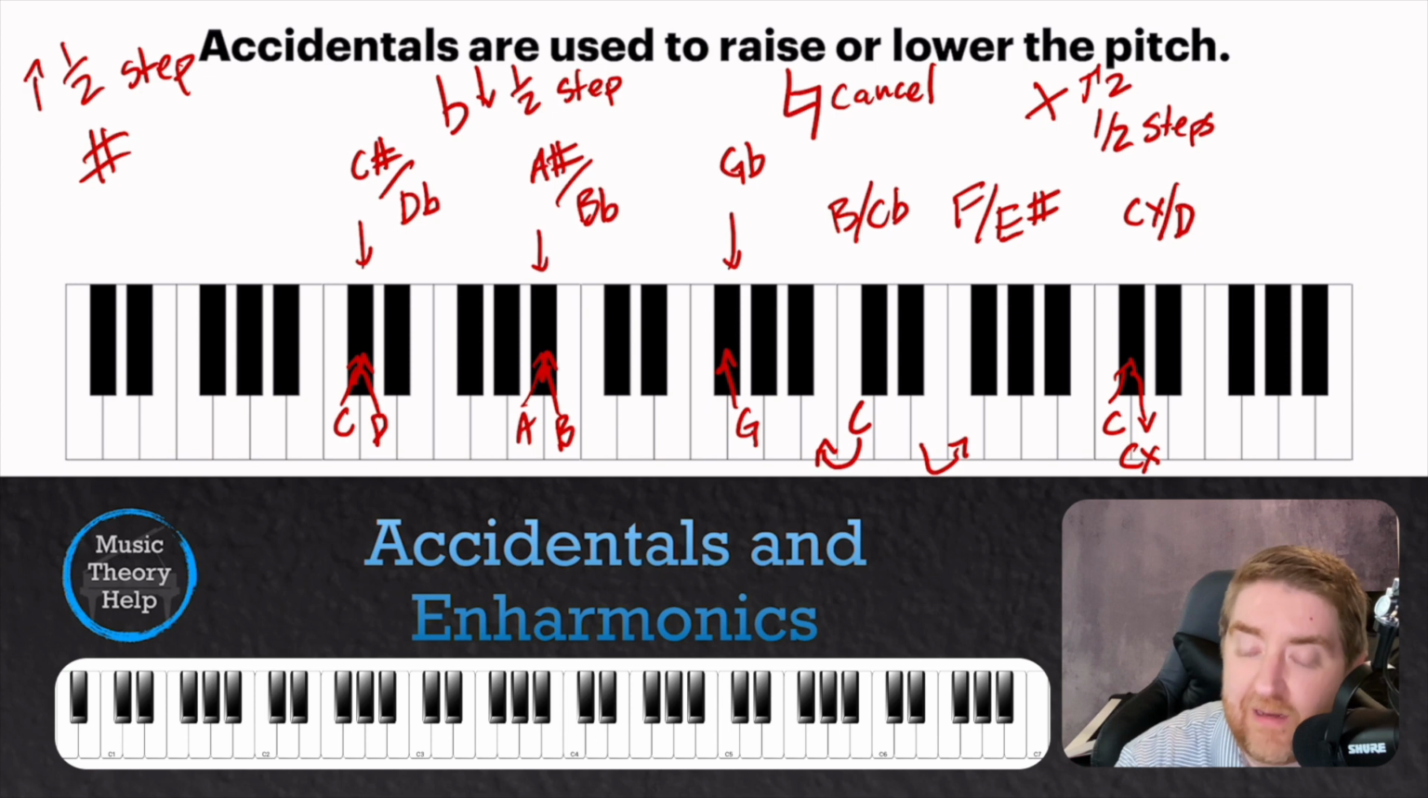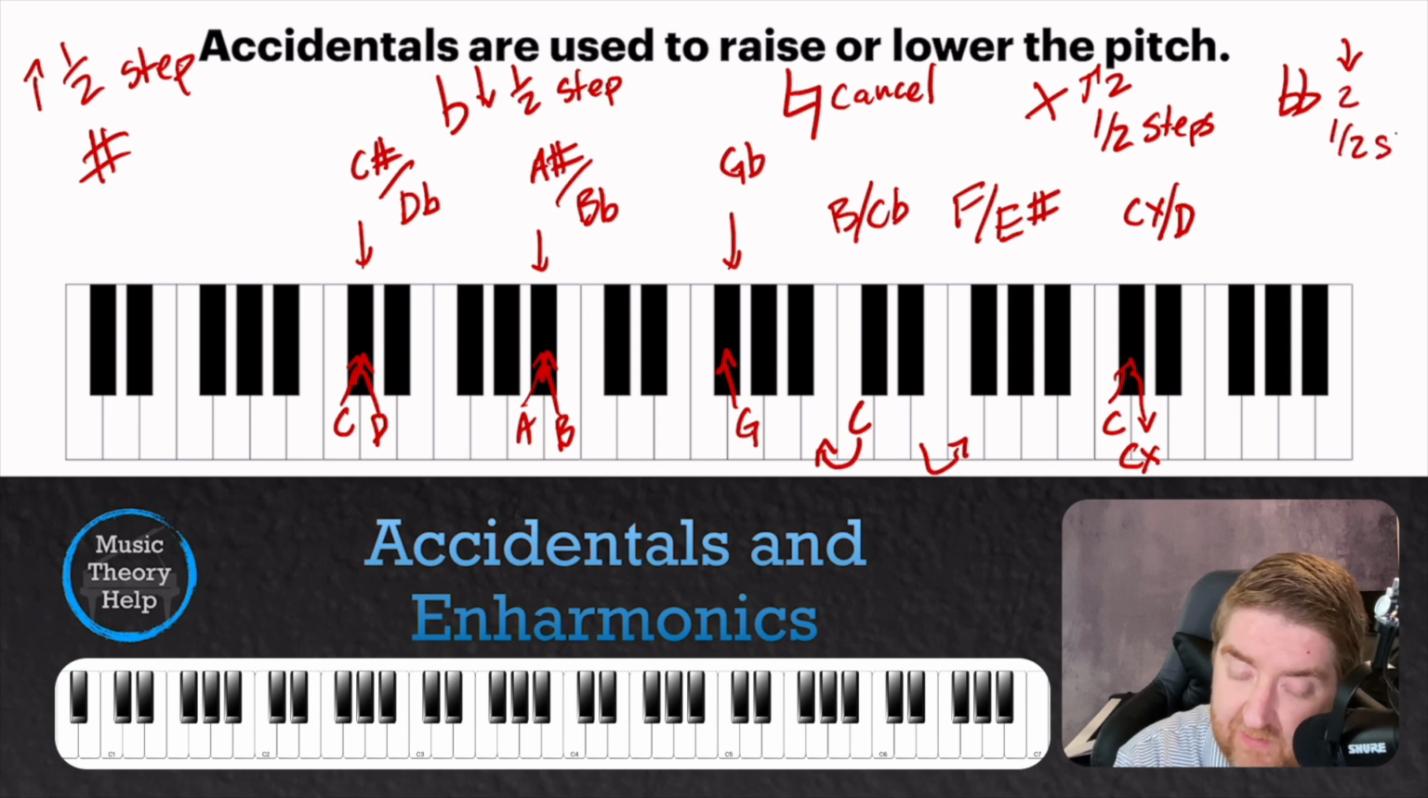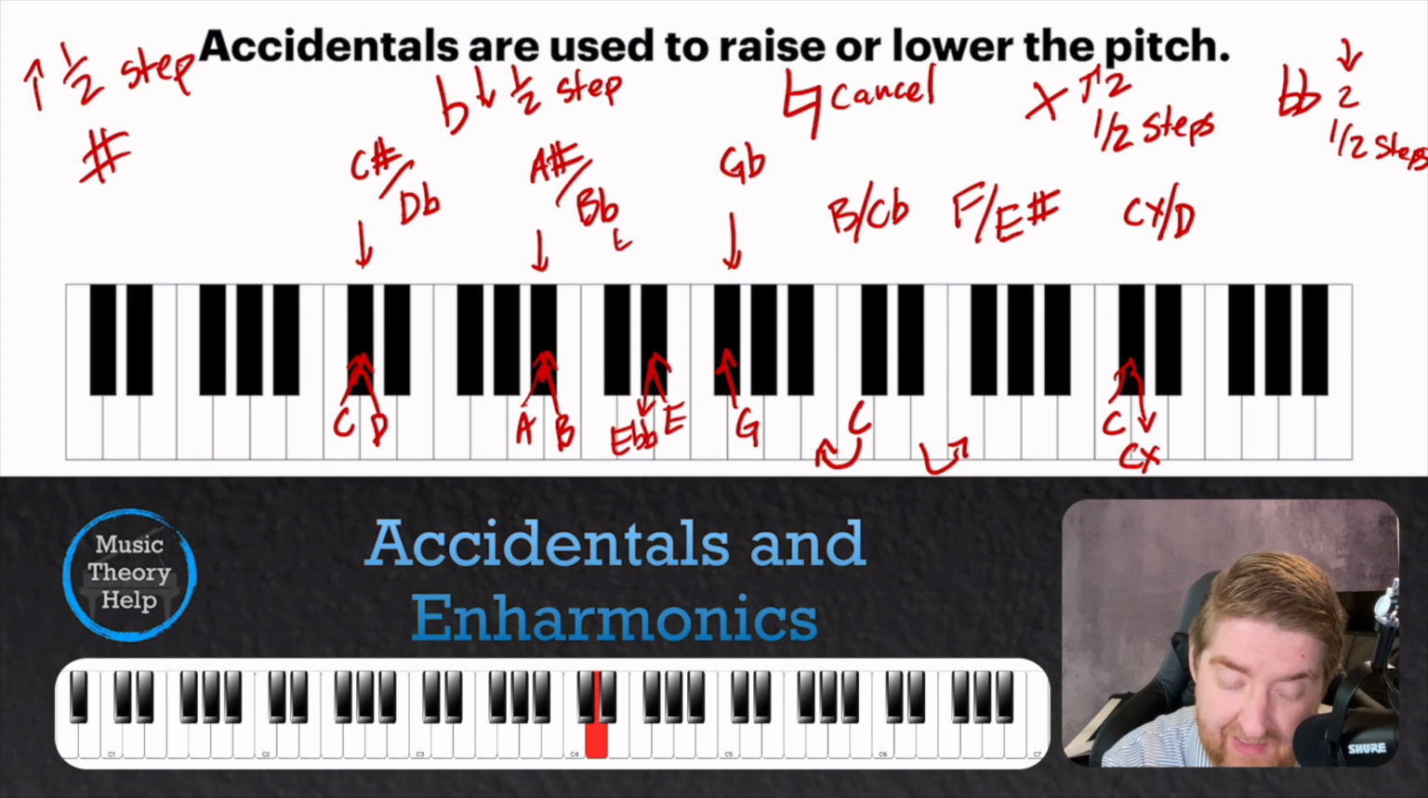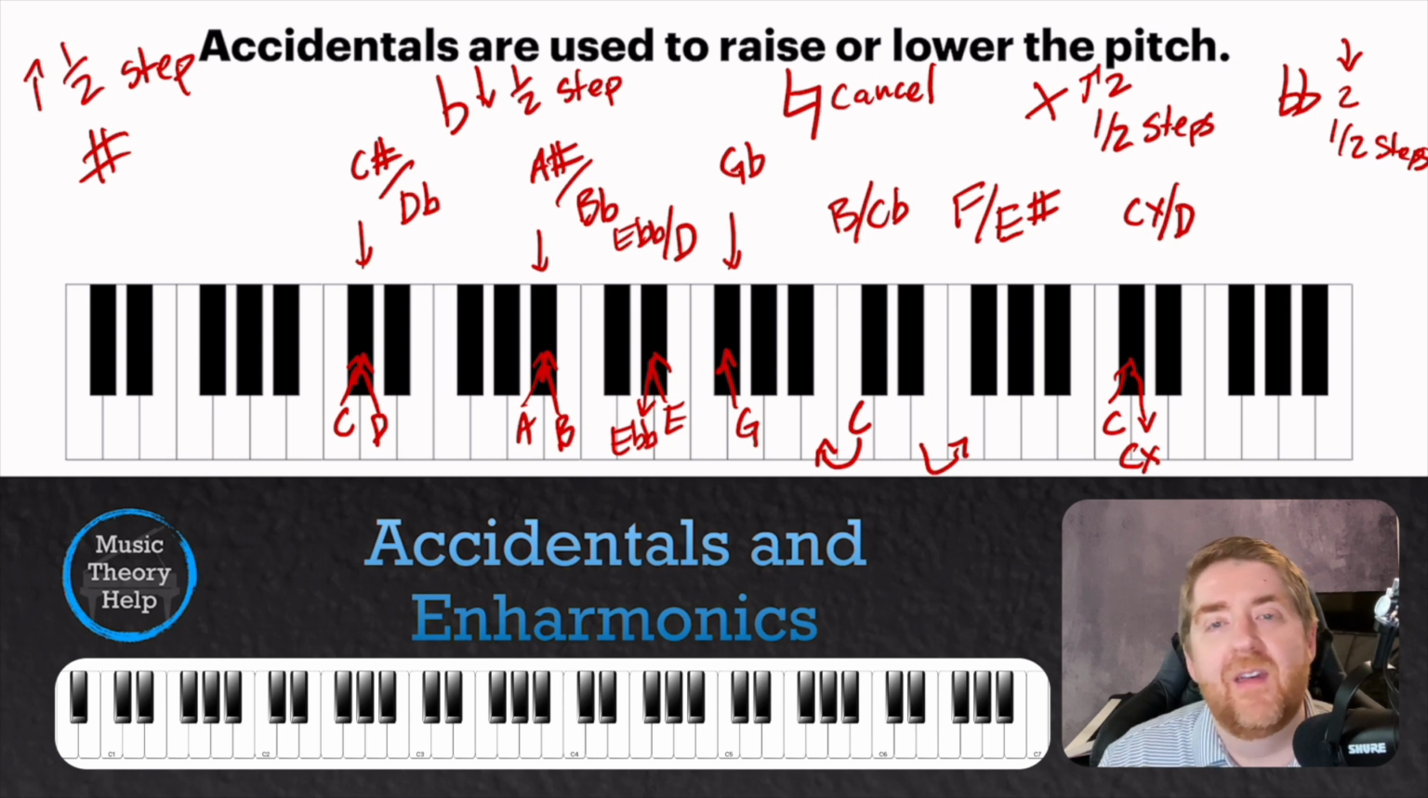One more accidental. You can probably guess what it's going to be. A double flat. It's used to lower the pitch 2 half steps. So if I have an E, I can move down to E flat and then down another half step, and this would be E double flat. E double flat is enharmonic with D natural. I think we have a pretty good idea of the way accidentals work.